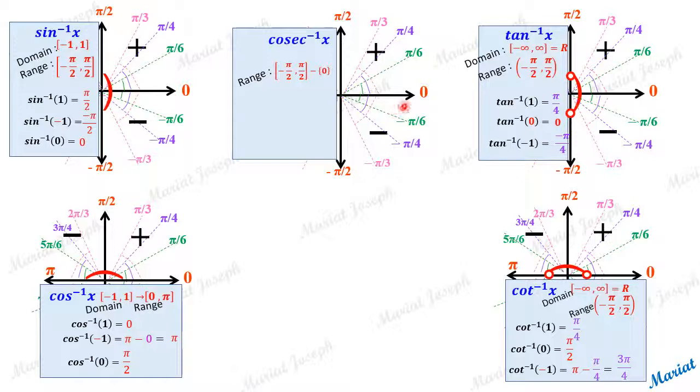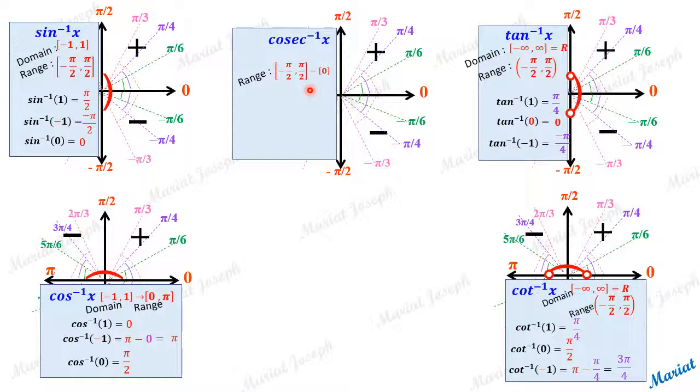Cosec inverse 0 is not defined because cosec 0 is the reciprocal of sine 0. Sine 0 is 0. Reciprocal of 0, 1 by 0, is undefined. So in the range, you will never get 0 as the result, because cosec of no angle can be equal to 0.